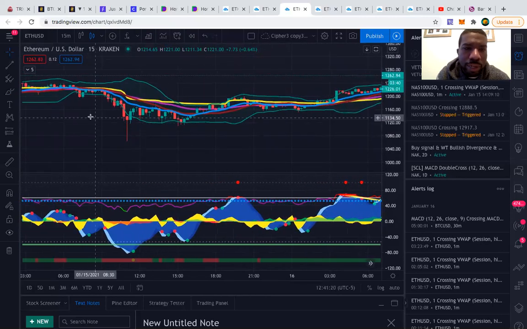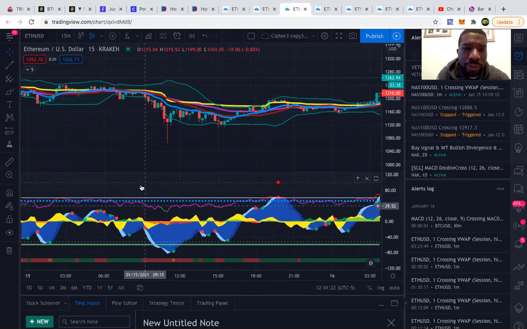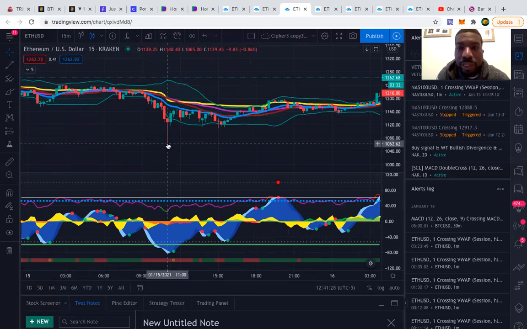I want to find a nice, here we go. It was a nice selling here, right? This was yesterday. So Ethereum was 1216. It went all the way to 1062. One of the strong sell dots.